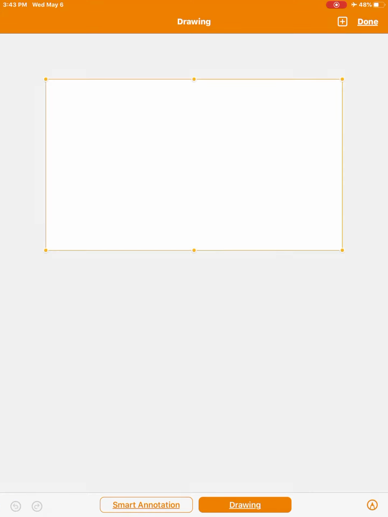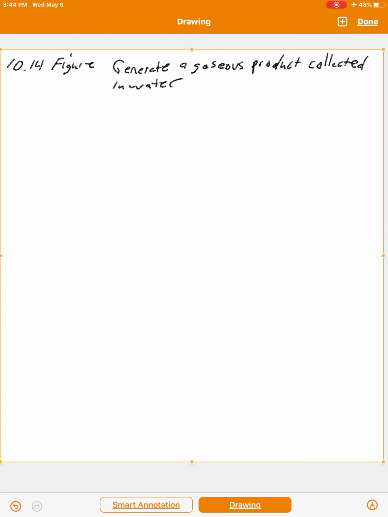And in particular, the vapor pressure of water is an issue. So sometimes there are experiments, and I'm going to talk about a figure in your textbook. This is figure 10.14. Sometimes there are experiments where we generate gases. We'll call it a gaseous product, and it's collected in water.